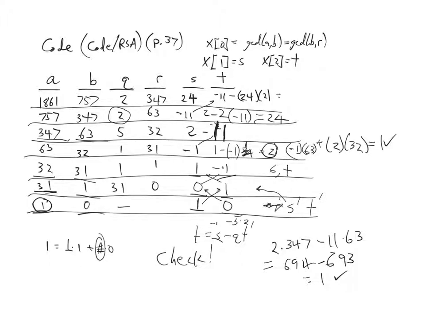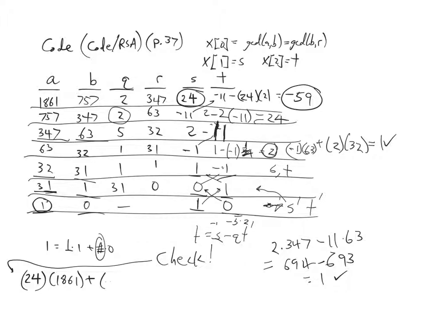So that's minus 11 plus minus 48 is minus 59. So the 24 and the minus 59, that's the whole point here. The final check, which is the only one you really need, is that if you take 24 times 1861 plus minus 59 times 757, our two original numbers, what do you get?